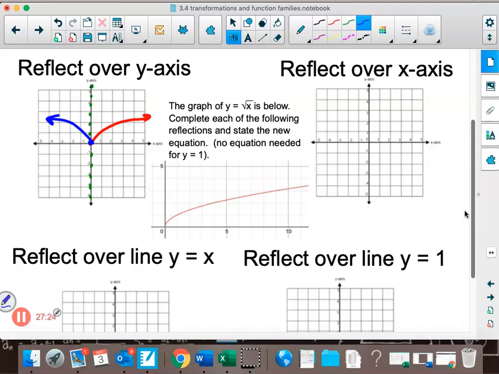Yes, Joe? If you go diagonal. That's what we're going to do in a minute. Don't you worry, it's coming. All right, Joey went again. But first, we're going to reflect over the x-axis.